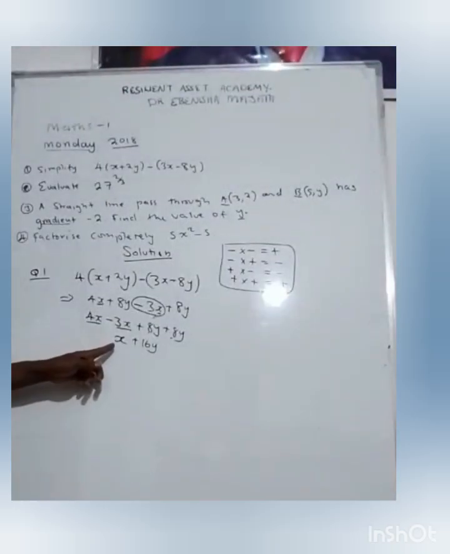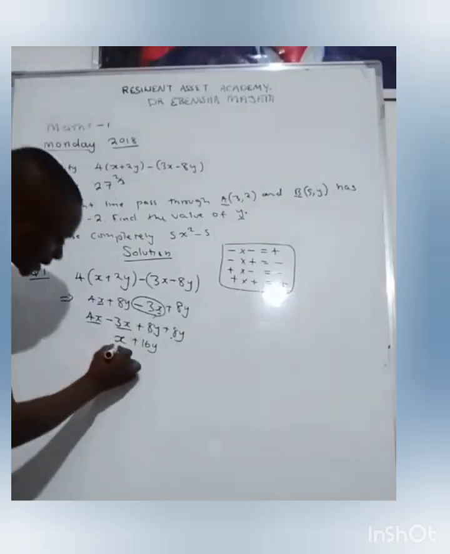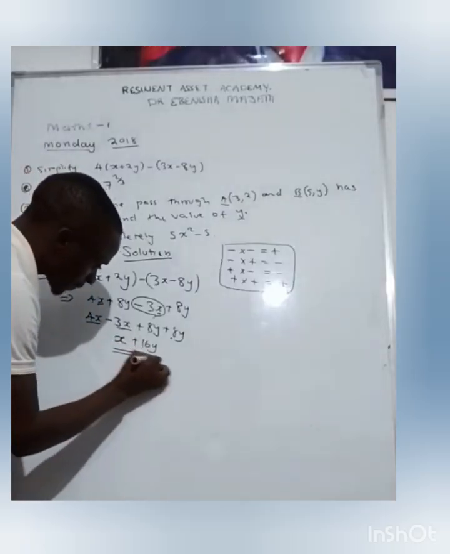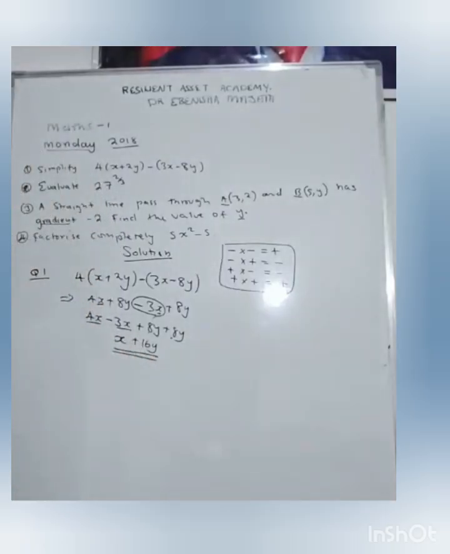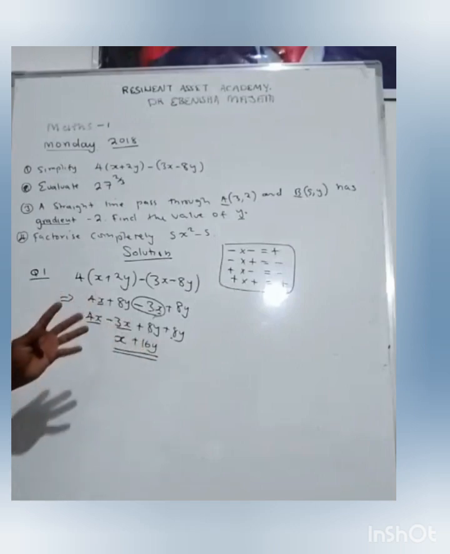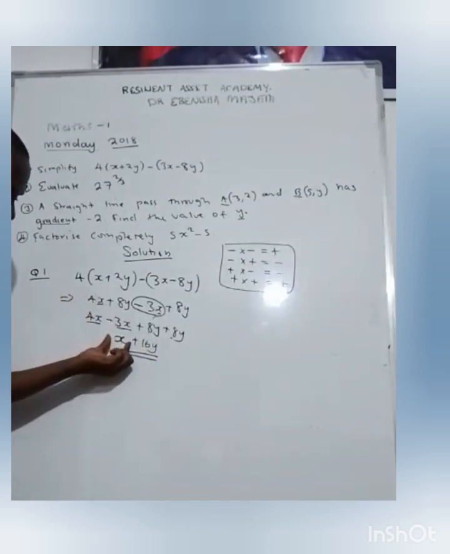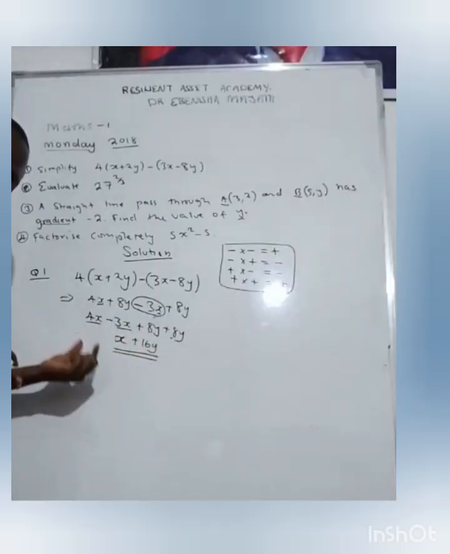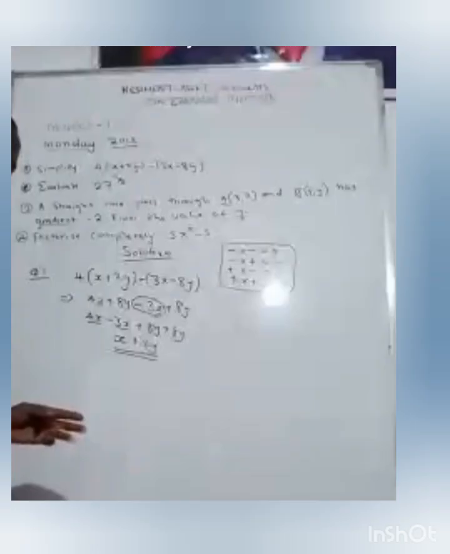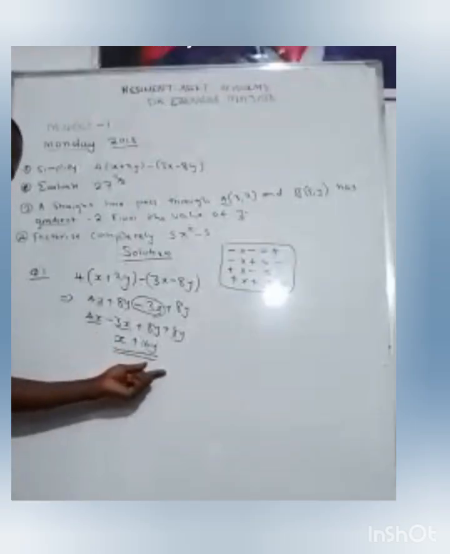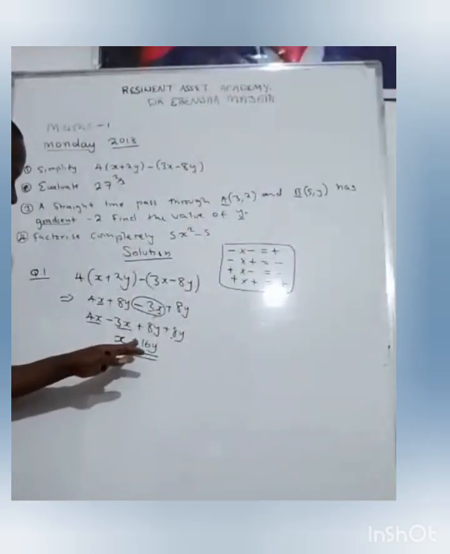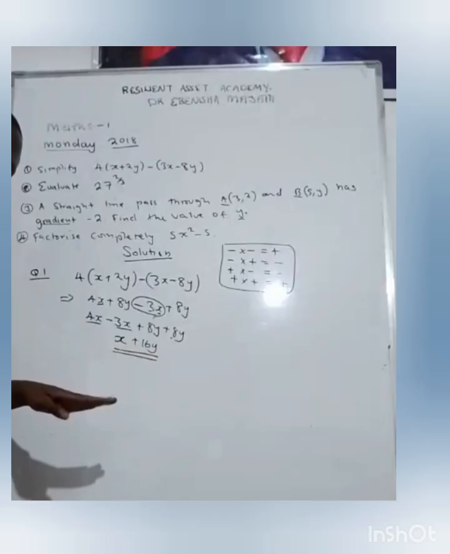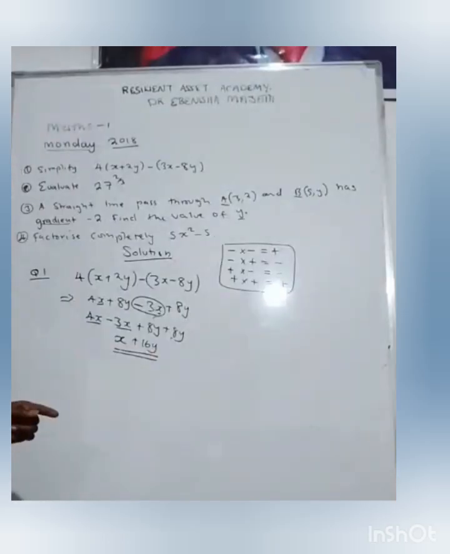Please don't go any further. You are done. You are just simplifying. Many people make mistakes here. They want to add x plus 16y. No. These are mangoes. These are apples. You can't add the mangoes and apples. Mangoes will remain mangoes. Apples will remain apples. So you end here. Don't go anywhere far. Just say x plus 16y is your answer. You end it, because it just said simplify. Okay?